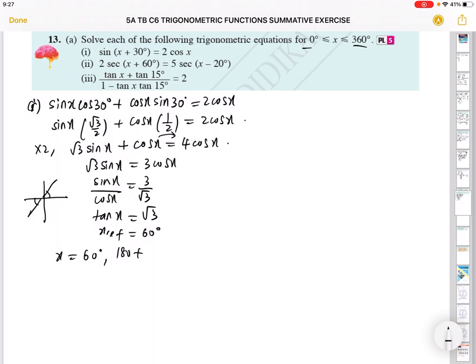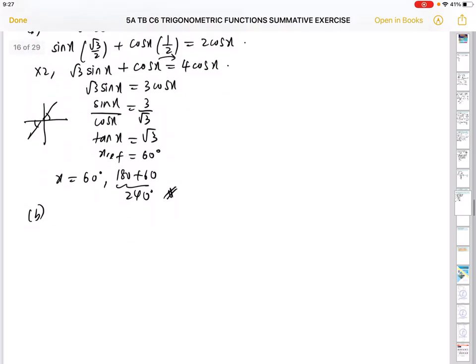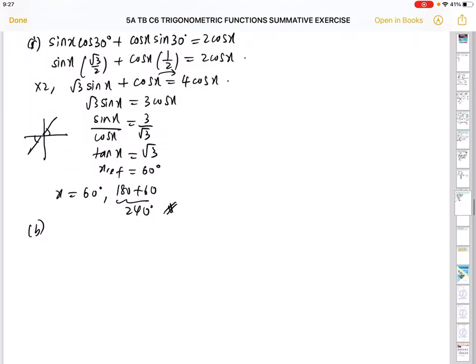Okay, so you refer to your question again. For part B, my first equation, I'm given 2 secant. So secant is 1 over cos. So just bring the cos down, right? This will be 5 secant as well, cos x plus 20. So, sorry, x minus 20. So I'm going to expand straight away. I just don't want to waste time.